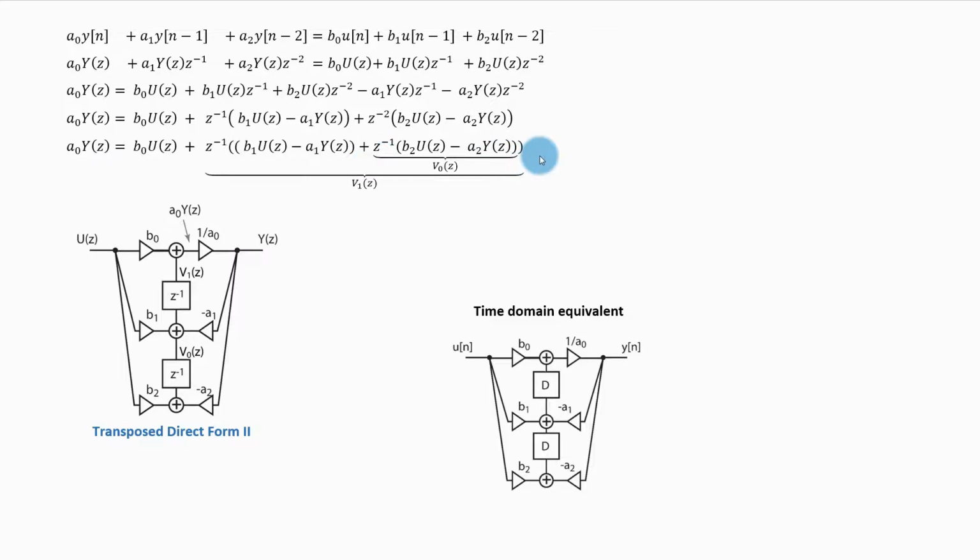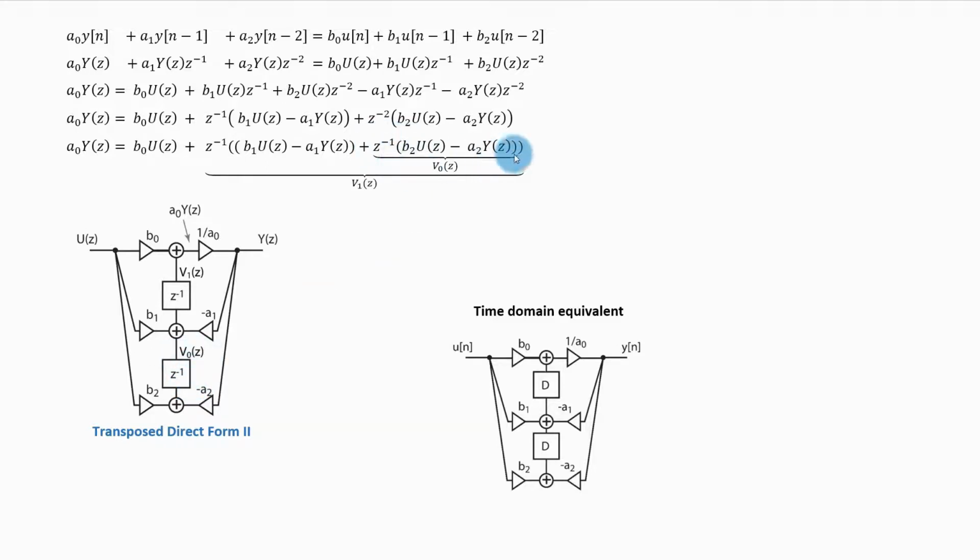So let's see what we have here. I need to take u of z, which is the z image of the input signal, and multiply it by b2, plus I need to take y of z, which is the z image of the output signal, and multiply it by minus a2. And that is what I have here. I take u of z multiplied by b2 plus I take y of z and multiply it by minus a2. Now I need to multiply this expression by z to the minus 1.